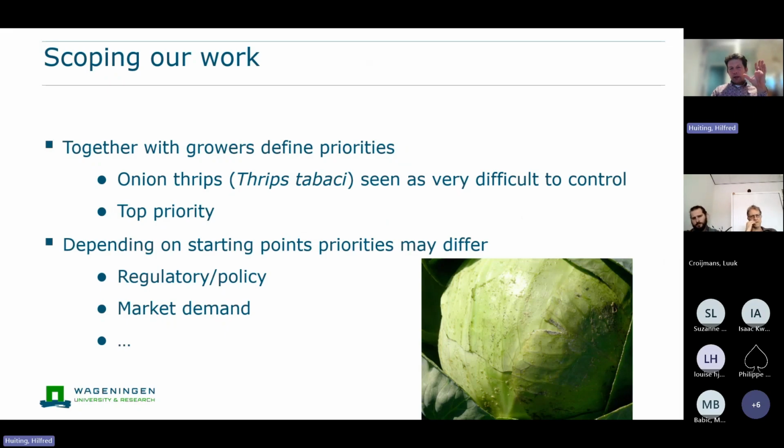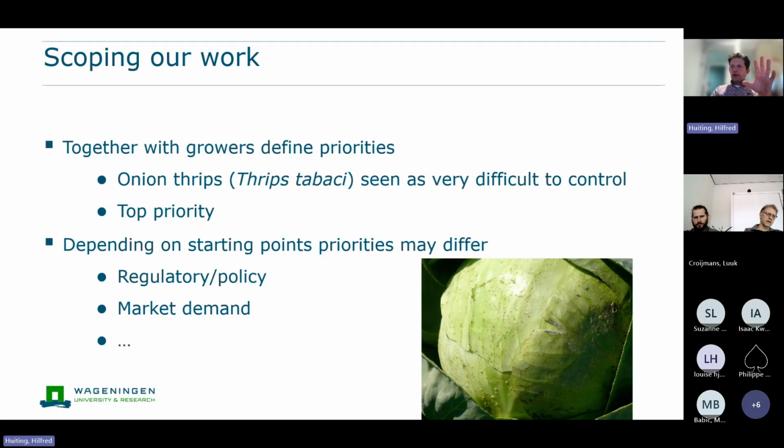In part of our work, we talk to growers first, and we ask, well, if you grow your head cabbage, what is your top priority? And they said, well, it's onion thrips, and then onion thrips and onion thrips, so to say. So okay, that was clear to us. We have to do something there.